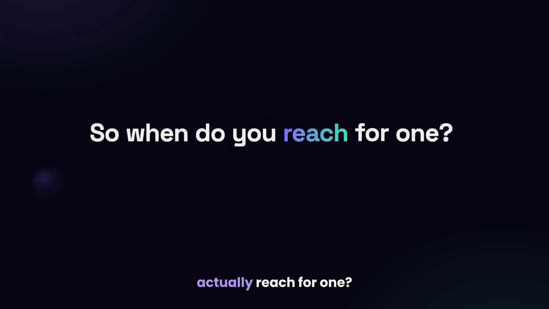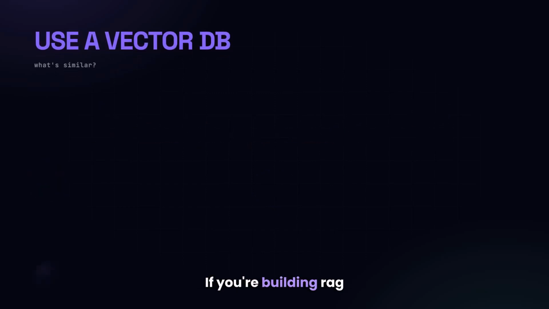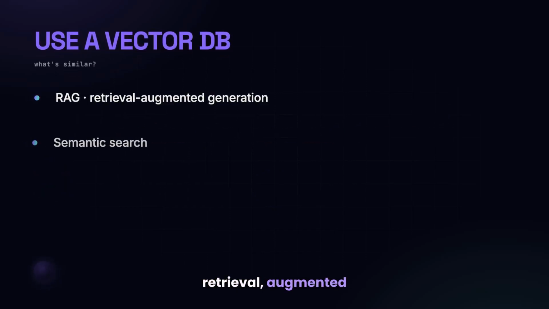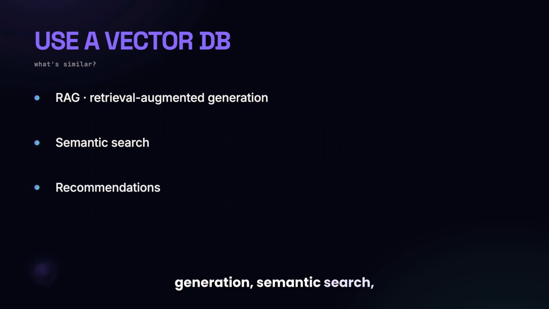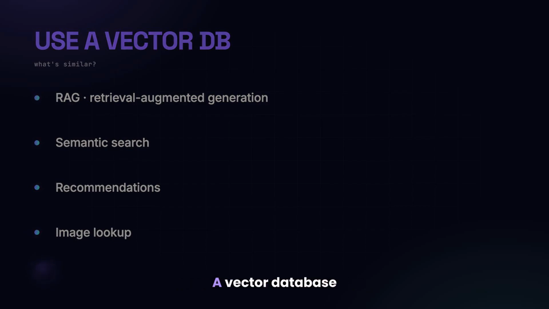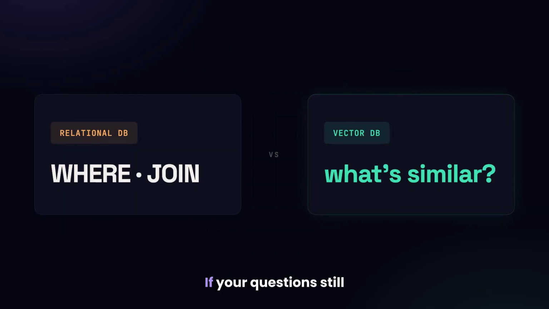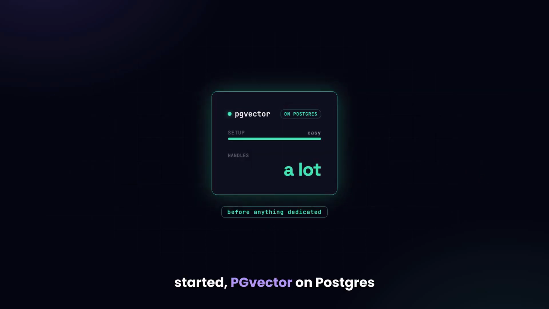So when should you actually reach for one? If you're building RAG, retrieval augmented generation, semantic search, recommendations, or image lookup, basically anything that asks, what's similar to this? A vector database is the right fit. If your questions still fit neatly into where clauses and joins, a relational database is the right call. And if you're just getting started, pgvector on Postgres handles a surprising amount before you need anything dedicated.